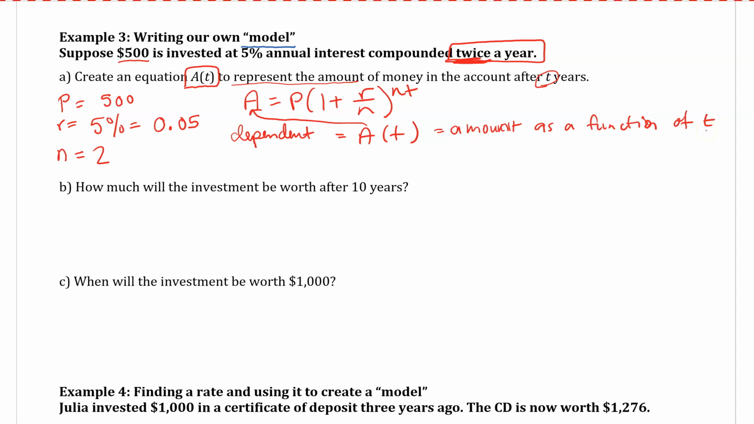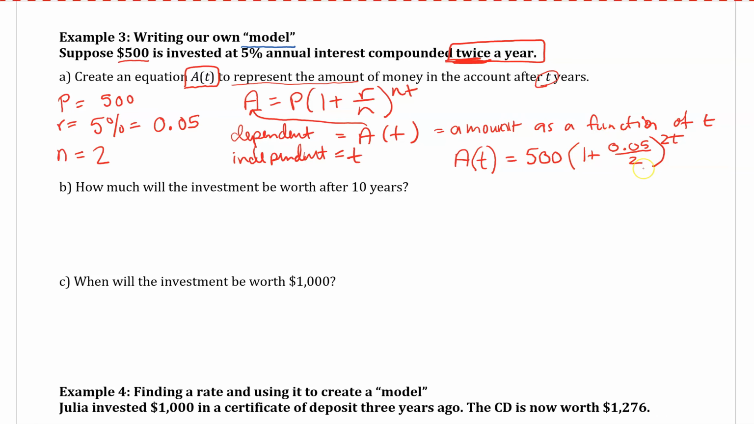T is our independent variable, right? Independent variable would be T. So it's not asking for a numerical answer here. It's asking for an equation. But we're going to use this formula to help us write it. So our equation for this example would be, okay, my amount as a function of T in this particular scenario is going to be my principal of 500 times 1 plus 0.05 over 2 to the power of 2t.